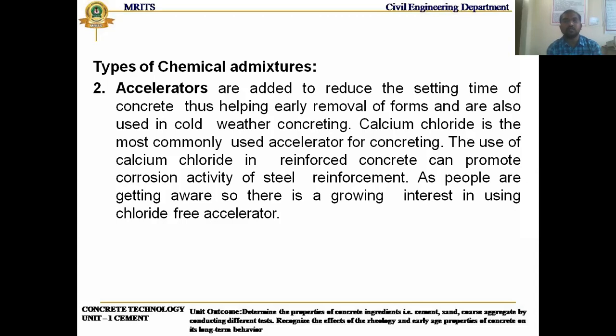And accelerators. So accelerators are used to reduce the setting time of the concrete, and for the early removal of forms in cold weather conditions. CaCl2, calcium chloride, is the most commonly used accelerator there. By using this calcium chloride, there might take place corrosion activity, so we need to take care. Corrosion activity will take place due to the steel reinforcement, so CaCl2 should be avoided, and people are getting aware. So there will be a growth in chloride free accelerators also.